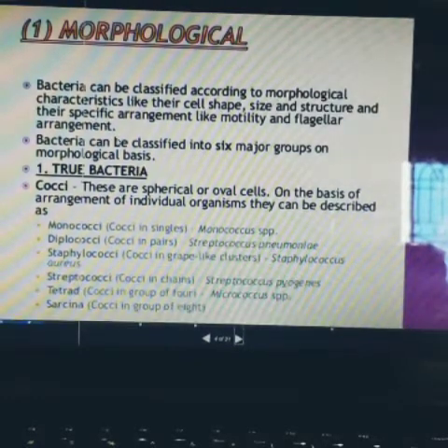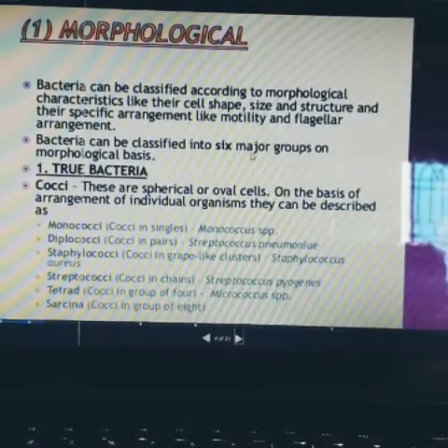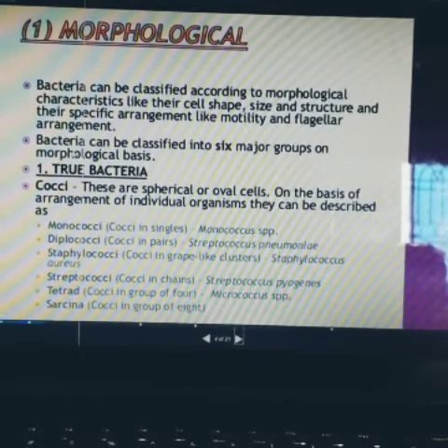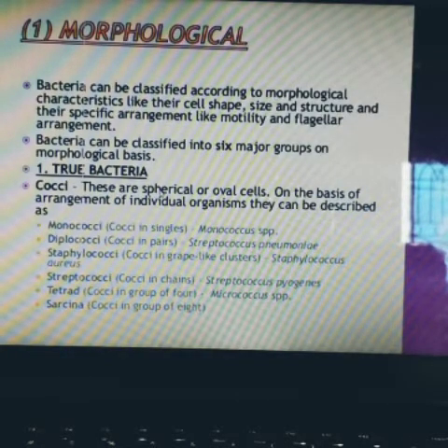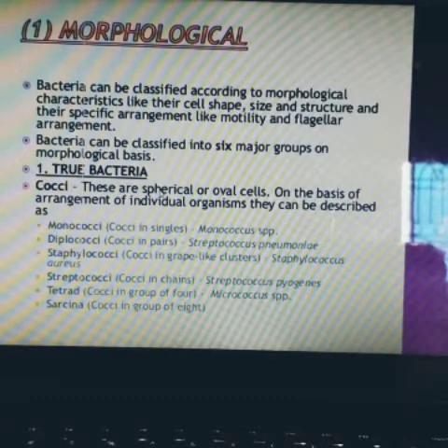Here is the morphological factor. Bacteria can be classified according to morphological characteristics, like their cell shape and structure and their specific arrangement, such as motility and flagella arrangement. Bacteria can be classified into 6 major groups on the morphological basis. In these 6 major groups, the first one is true bacteria.